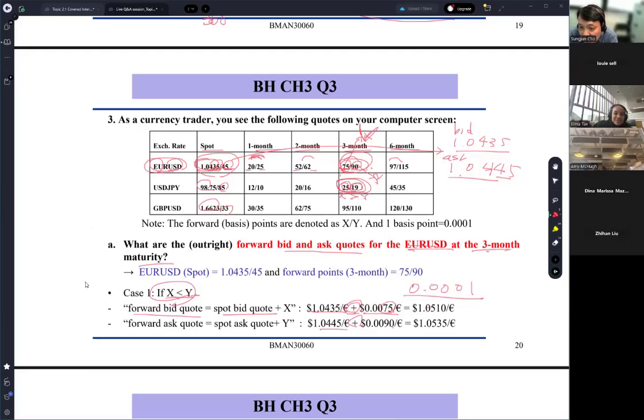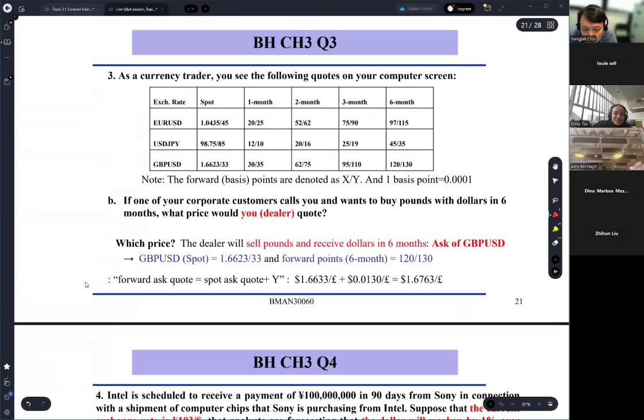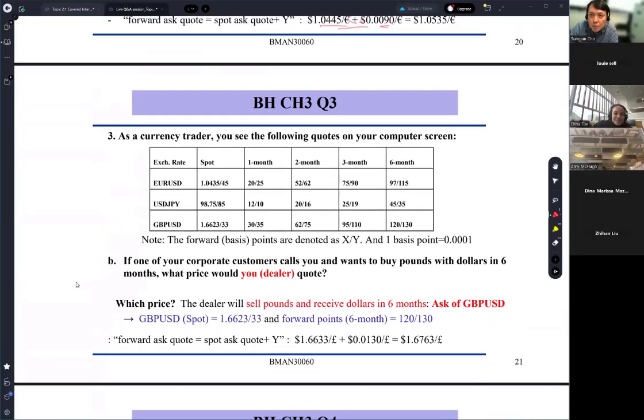If you read the instruction in the practice question, Baker-Hardwick chapter 3, question 3, you will find the full explanation there. But you just need to know this: if for the points the first one is less than the second one, you have to add that to the spot rate to get the forward rate. You should be able to get the forward bid and ask prices using the spot bid and ask plus this forward point.